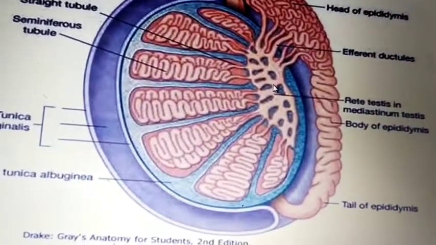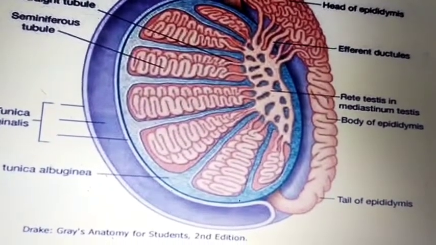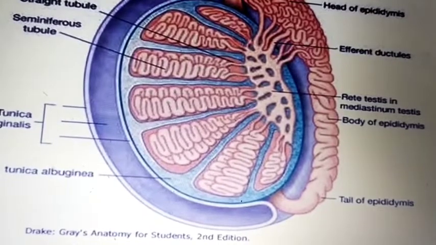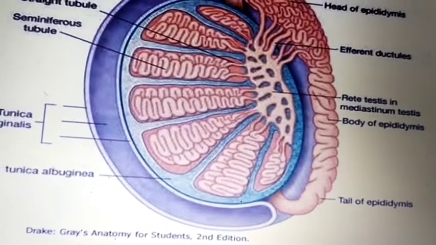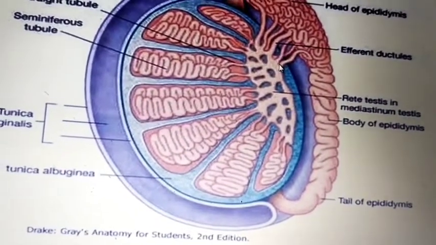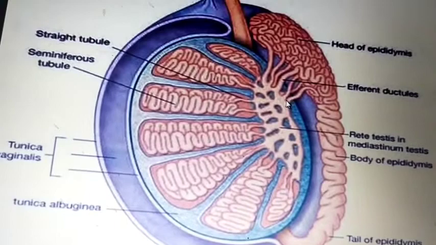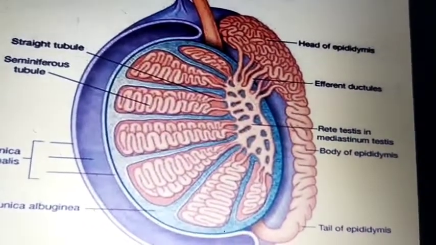The mediastinum contains the rete testis. How is the rete testis formed? Here the straight tubules of the seminiferous tubules are joined together and form the rete testis, which is further converted into the efferent ductules, and those efferent ductules join the head of the epididymis.